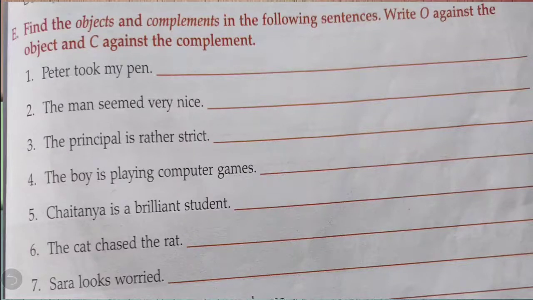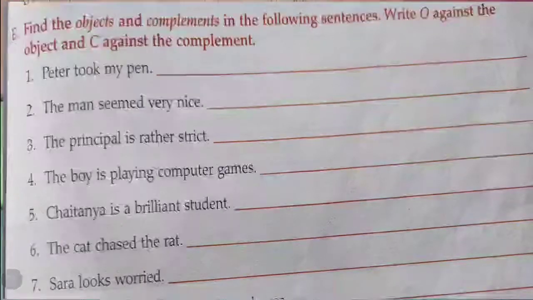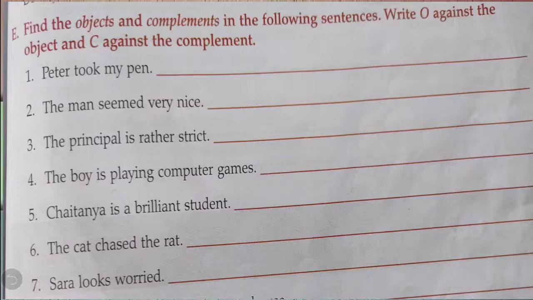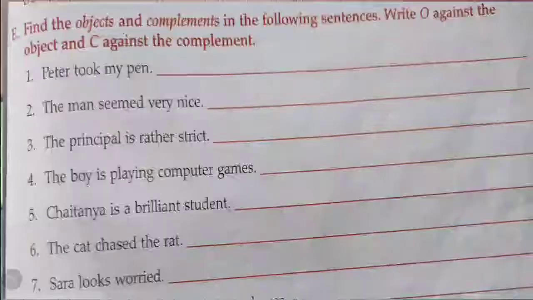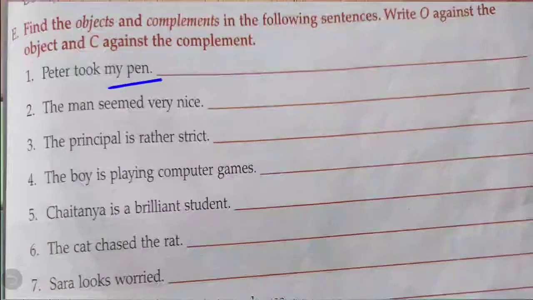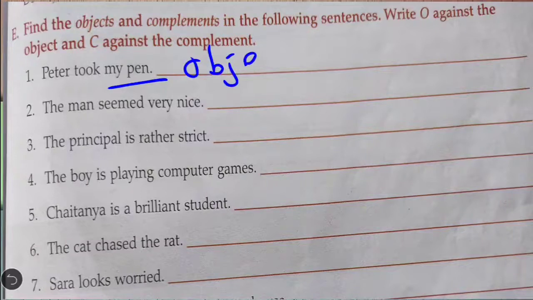Peter took my pen. Now look at "Peter took my pen." The action of Peter is to take something. My pen is also an object. Pen is another noun in the sentence. Yes? So it's an object. You can write the full word, not only O here. You can underline this object and then write "object" in this blank.